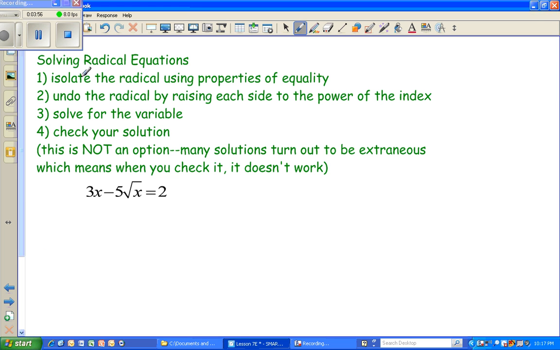All right, let's try it again. This one, we need to get that radical by itself. So we're going to move the 3x over by subtraction, and you're going to divide by negative 5.